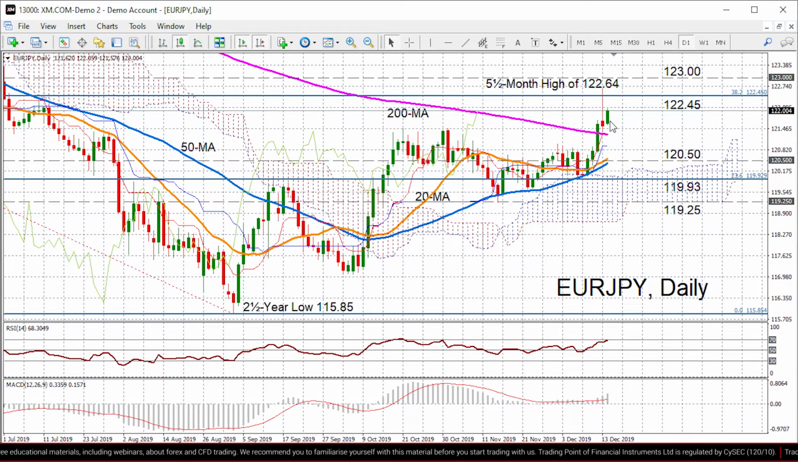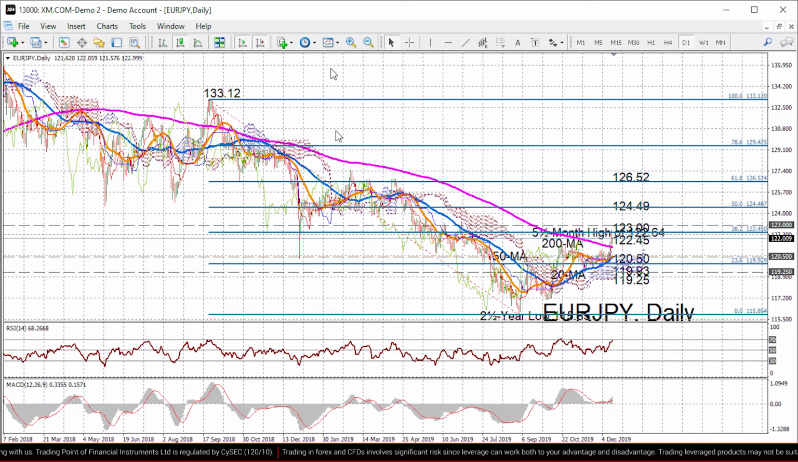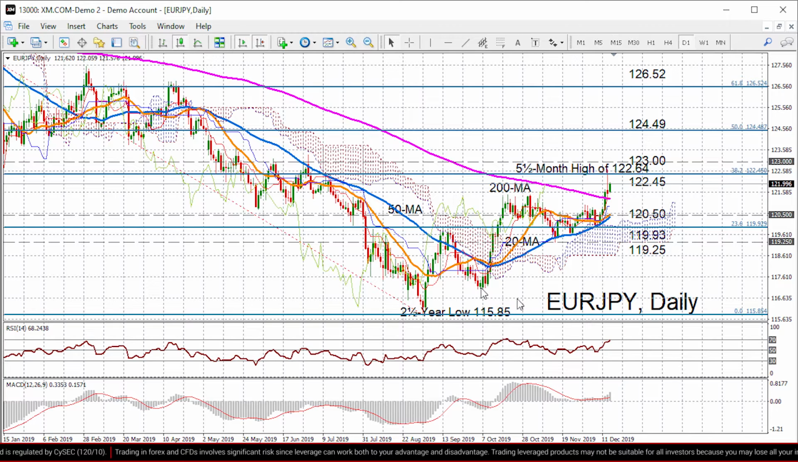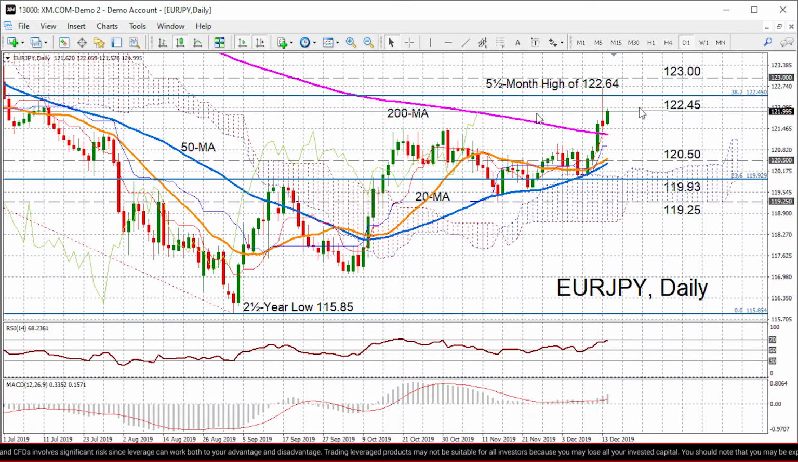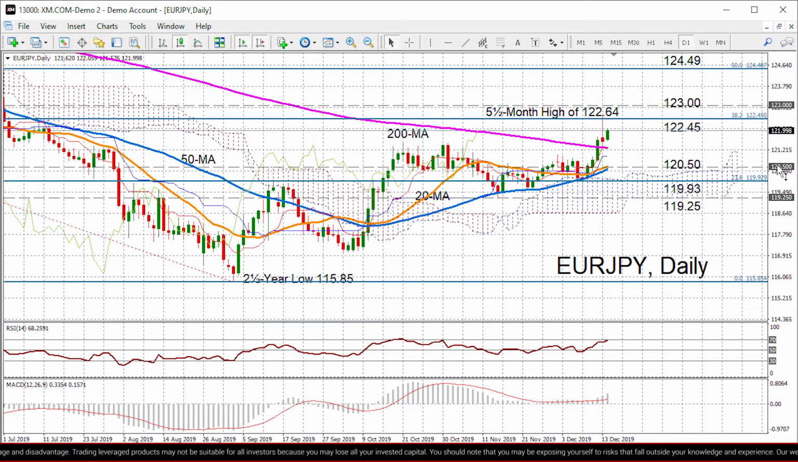So we did see last week prices breaking above the 38.2% Fibonacci to make a 5.5 months high of 122.64. So that's the Fibonacci retracement of the long-term downtrend from 133.12 to 115.85. And if we do see another attempt to break above that level, the next target would be the 123 handle, and then further up we've got the 50% Fibonacci at 124.49.